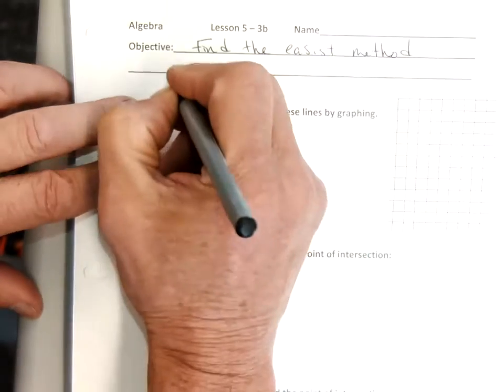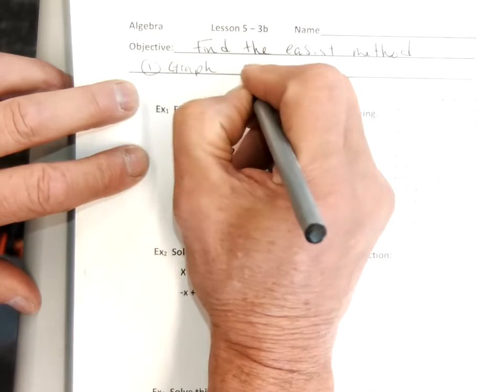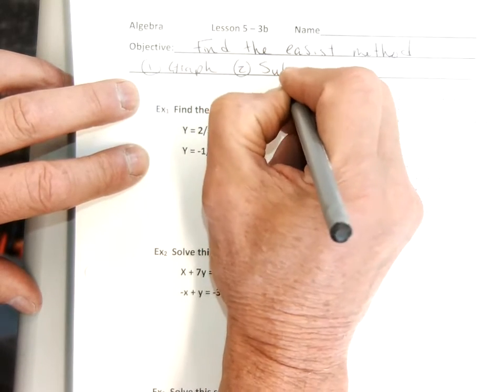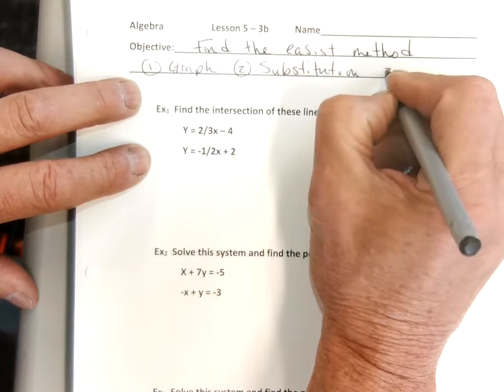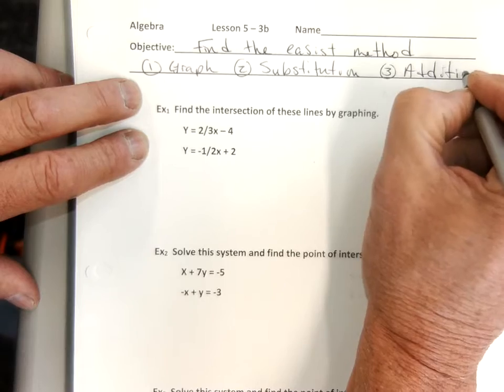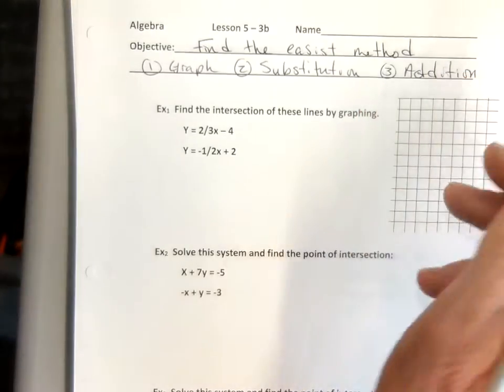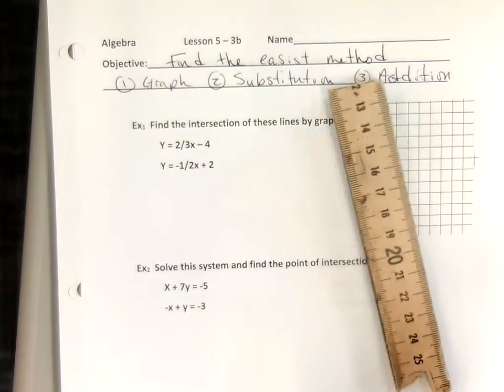So we have three methods. One, we could graph to find the solution. There's substitution. And then three, there's our addition method. So I'm not really doing anything new today. I just want to go over our three ways, and tomorrow we'll learn something new. Today, I want to go back to what we've been doing.